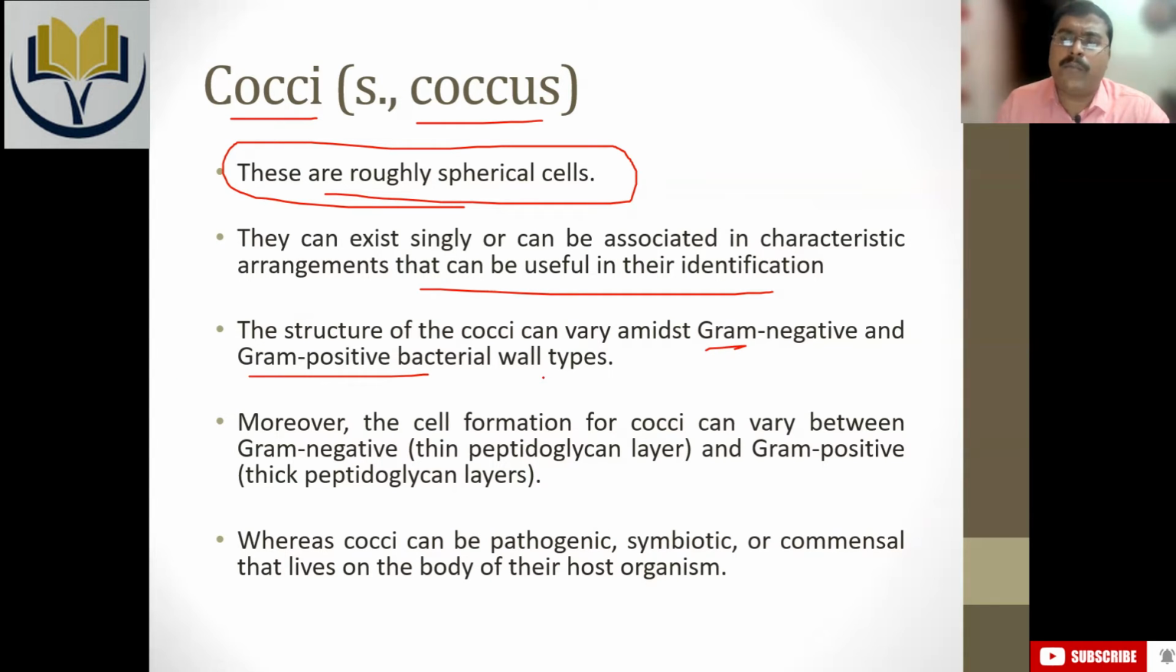What is the difference between gram positive and gram negative? I will definitely tell you in my subsequent lectures, but very briefly, bacteria have a cell wall structure, and within that cell wall, they have a peptidoglycan layer. The bacteria which have a thin peptidoglycan layer are considered gram negative, and the bacteria which have a thick peptidoglycan layer are considered gram positive. In the case of cocci, both gram positive and gram negative can be present. They can be pathogenic, symbiotic, or commensal. In a normal case, cocci are also inhabitants of our skin.